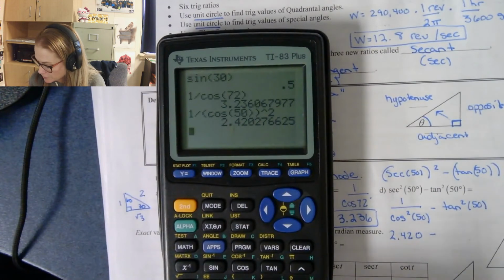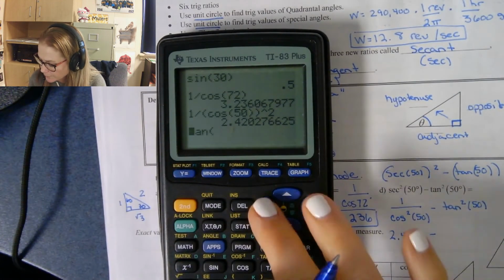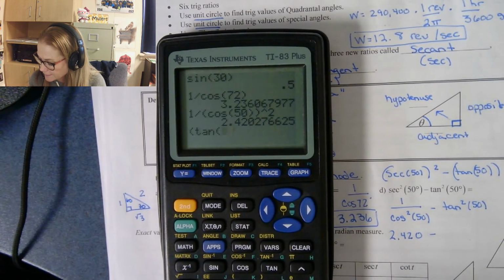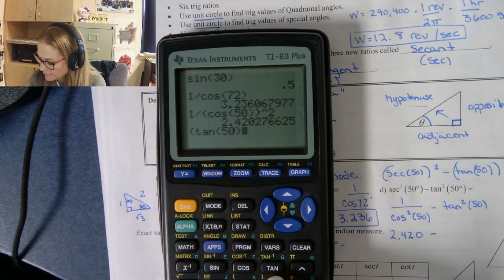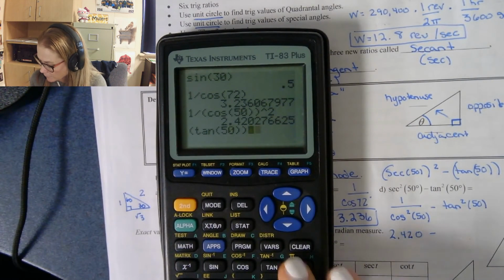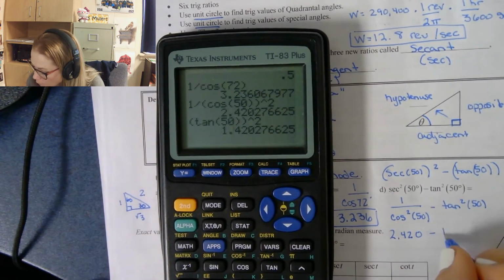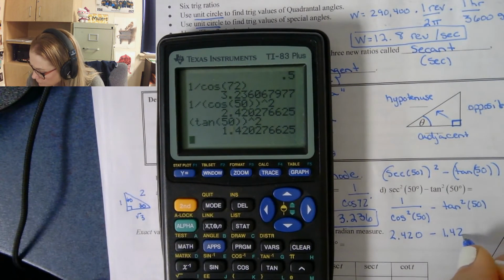And then tan squared of 50, same thing. So you want to do tangent, actually I want to do parentheses because I want to square the whole thing, tangent 50, close that, and then close the squaring, quantity squared. All right, so that's 1.420.